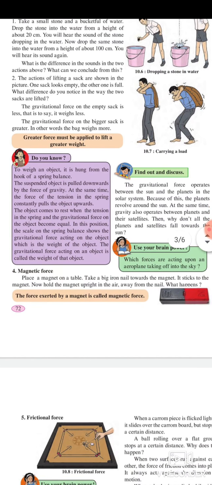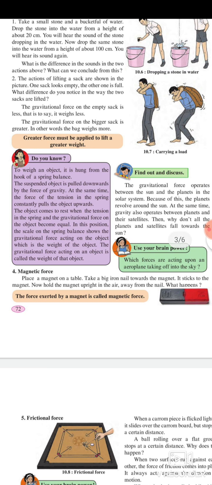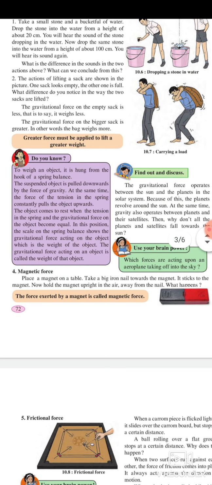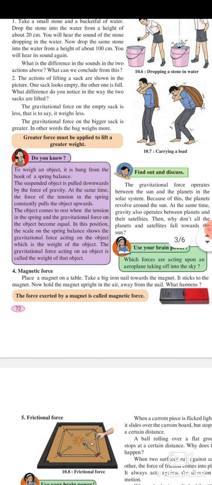Do you know, to weigh an object, it is hung from a hook of a spring balance. The suspended object is pulled downward by the force of gravity. At the same time, the force of the tension in the spring constantly pulls the object upwards. The object comes to rest when the tension in the spring and the gravitational force on the object become equal. In this position, the scale on the spring balance shows the gravitational force acting on the object, which is the weight of the object. The gravitational force acting on an object is called the weight of the object.